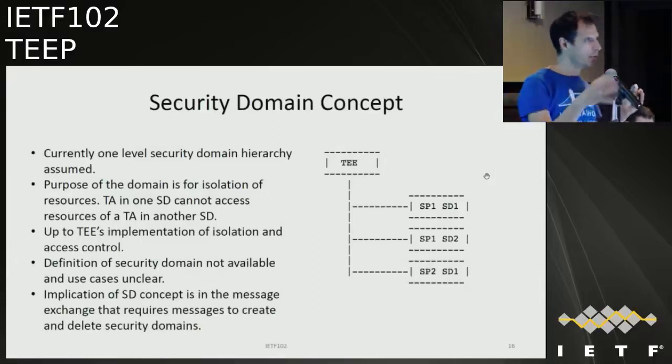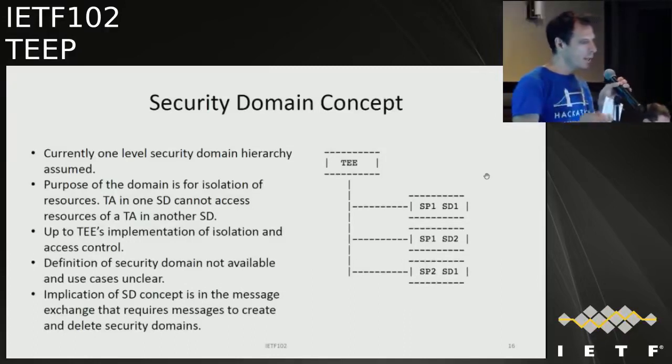And there are messages that allow you to create those security domains and then put the trusted applications in there. So the question that came up is, what happens if in most cases there is just one trusted application per security domain? What is the implication on the protocol exchange?